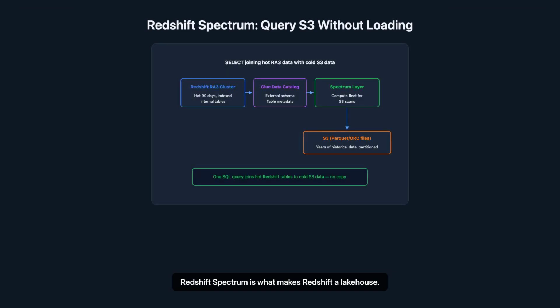Redshift Spectrum is what makes Redshift a lakehouse. Here's how it flows. The Redshift R3 cluster on the left holds your hot data, say, the last 90 days of Nexer retail orders. You define an external schema in Redshift that points at the Glue Data Catalog in the middle, which holds the table metadata for files sitting in S3.